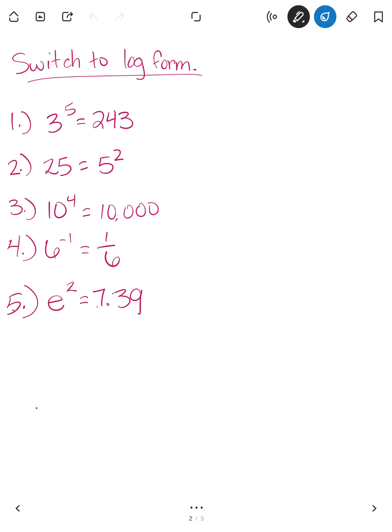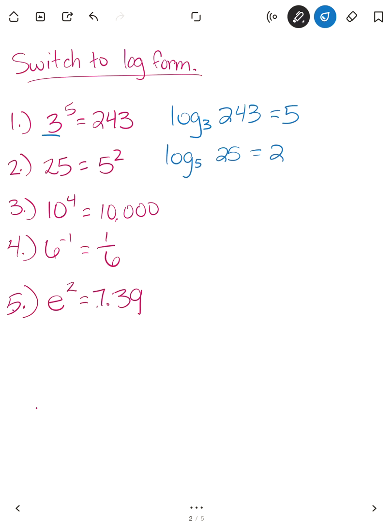So we're going to start off by just switching to log form. We have all these exponentials. All we're doing is rewriting to the other form. So I have 3 to the 5th equals 243. So I write log. The base is 3. The number that's not the power is 243, and it equals the power of 5. Looking at the second one, we have 25 equals 5 squared. Again, you write log if you're going to log form. The base is 5. The number that's not the power is 25, and then it is equal to the power.